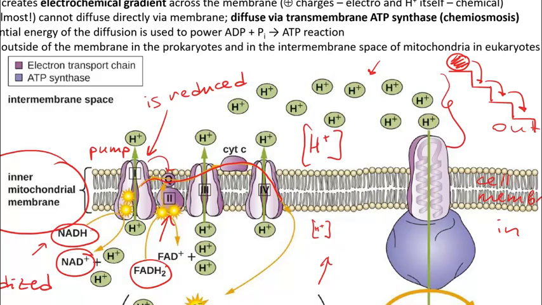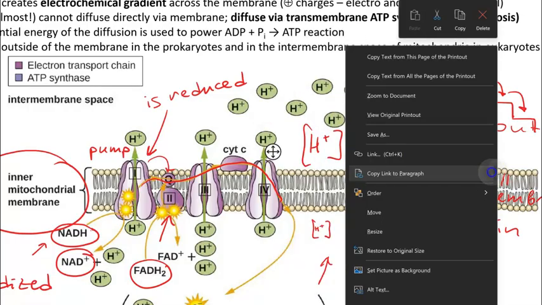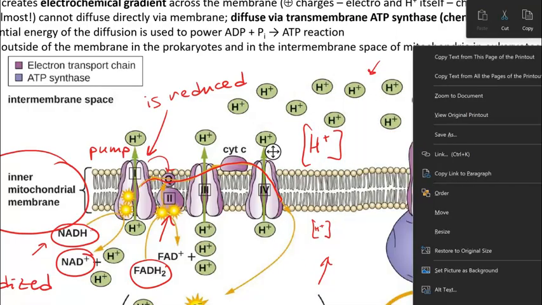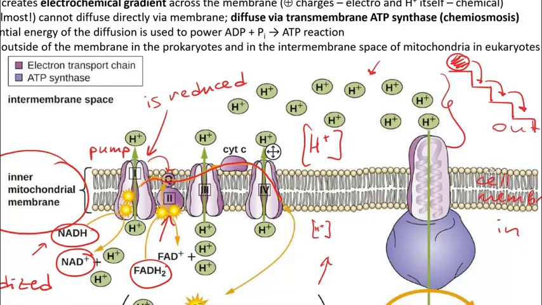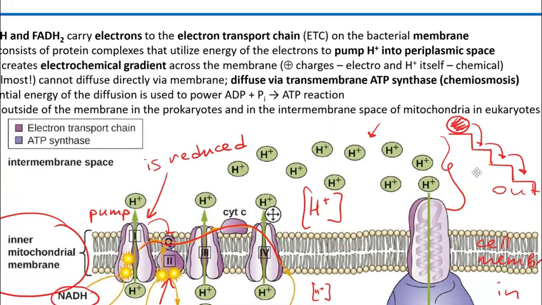The electrical gradient. So overall, this creates an electrochemical gradient, which is supposed to drive positively charged hydrogen ions back. Can hydrogen ions cross the membrane directly? Why can't they?